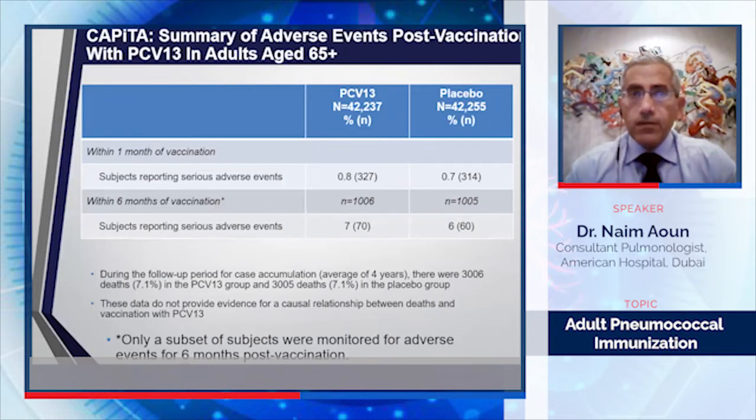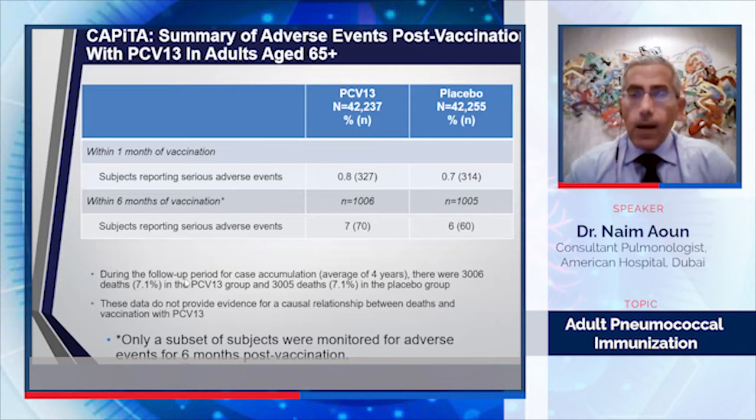Summary of adverse events post-vaccination with the vaccine. So this is, we're looking at within 1 month of vaccination, subjects who reported serious adverse events were 0.8%, basically 327 out of the 40,000, not too far from the placebo, where we had 0.7% reporting of serious adverse events for 314 total numbers. Within 6 months of vaccination, subjects reporting serious adverse events was 70 versus placebo, where it was recorded to be 60.